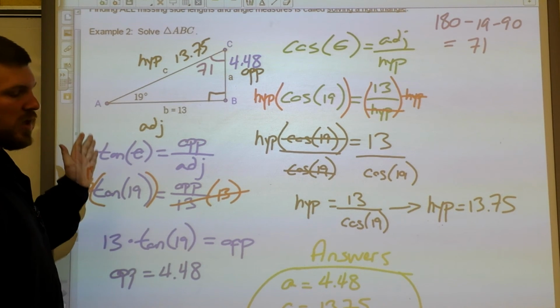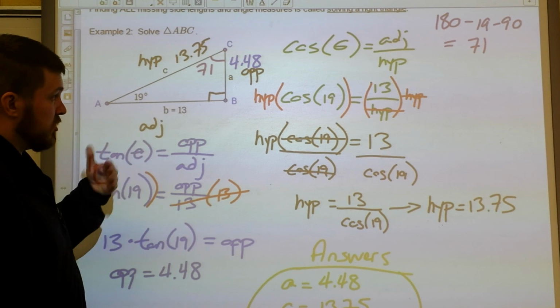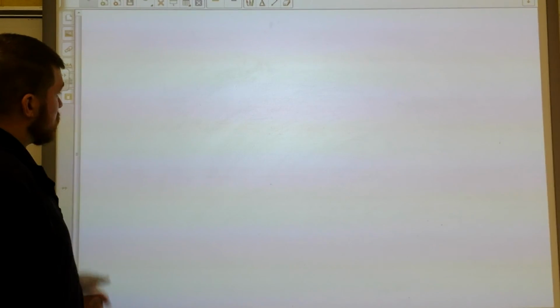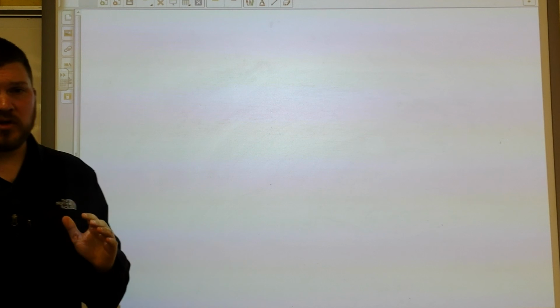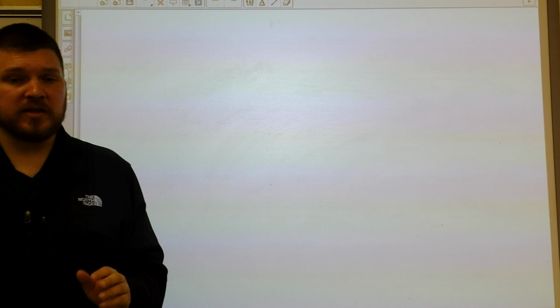Now, lots of scratch work here. Try to be organized, but hopefully you'll agree that the scratch work wasn't too bad. And that's it for this video. Again, solving a triangle just means to find all the missing angles and find all the missing sides by whatever means necessary.